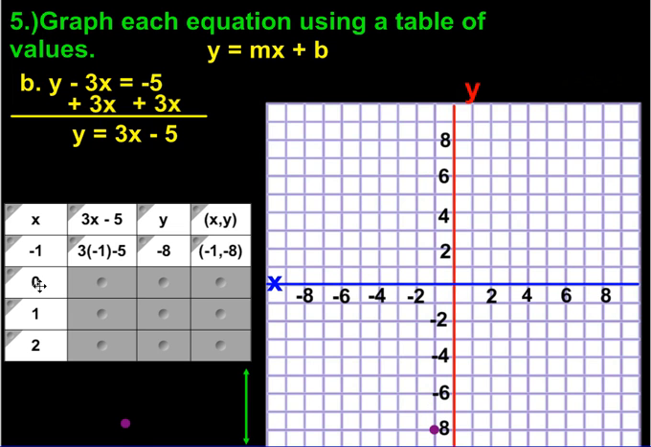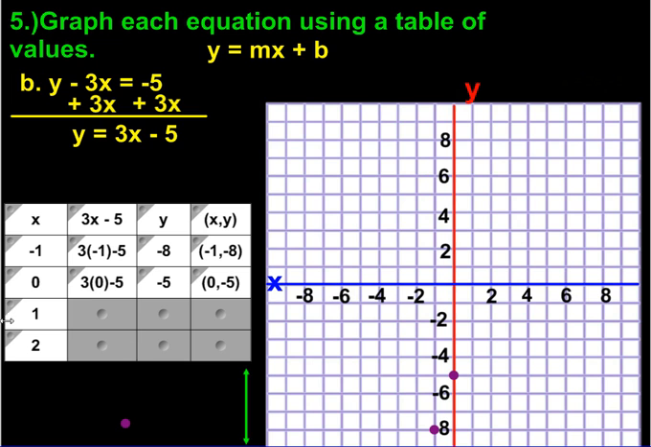Okay, now let's work with 0. I'm going to plug 0 in for x, so I have 3 times 0 minus 5, which works out to be minus 5. So my coordinate pair is 0, negative 5. And I'm going to put that one on my graph too. So starting in the center, I go left or right 0, and then I go down negative 5.